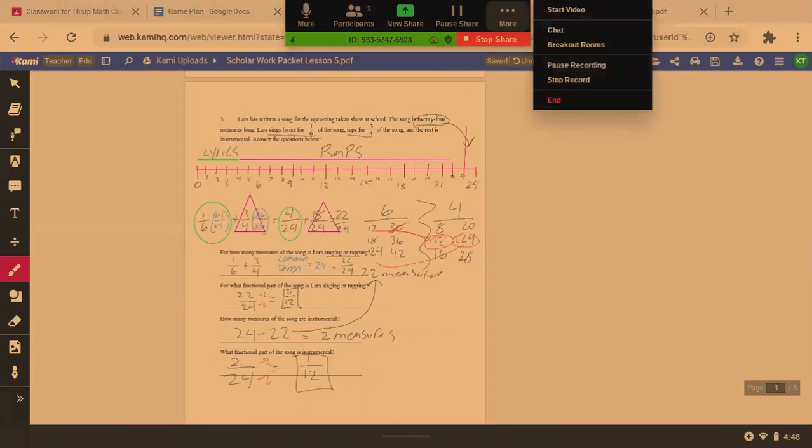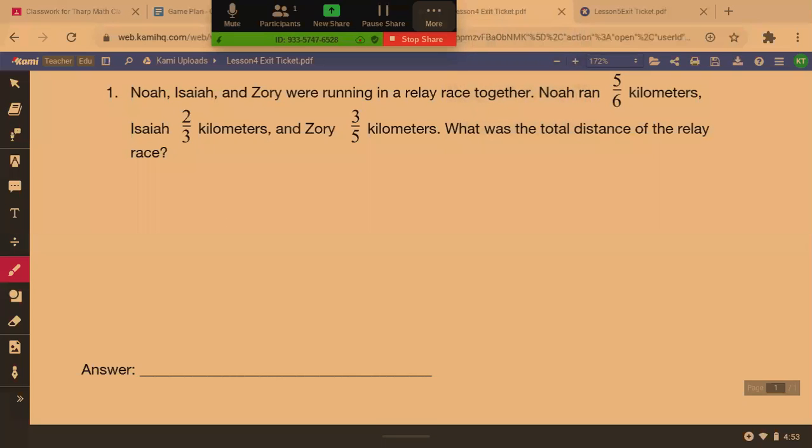Okay, here's our next problem. Noah, Isaiah, and Zoe were running a relay race together. Noah ran 5/6 kilometers, Isaiah ran 2/3 kilometers, and Zori ran 3/5 kilometers. What was the total distance of the relay race?